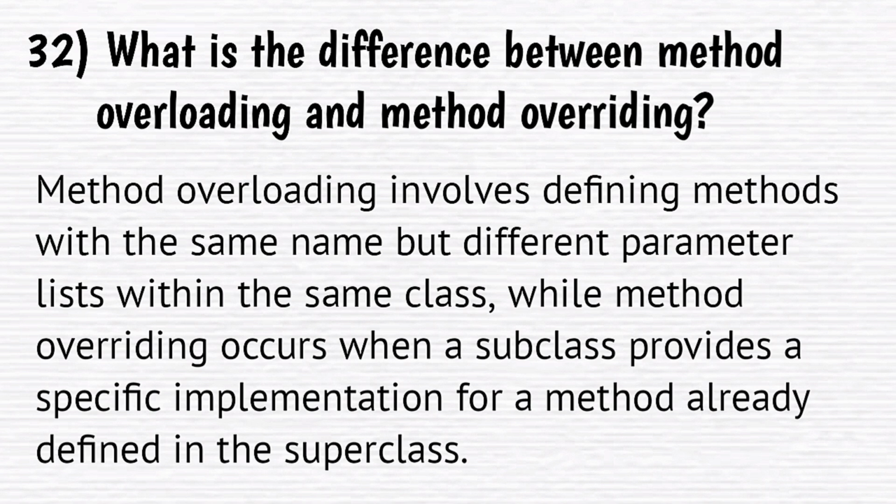What is the difference between method overloading and method overriding? Method overloading involves defining methods with the same name but different parameter lists within the same class, while method overriding occurs when a subclass provides a specific implementation for a method already defined in the superclass.